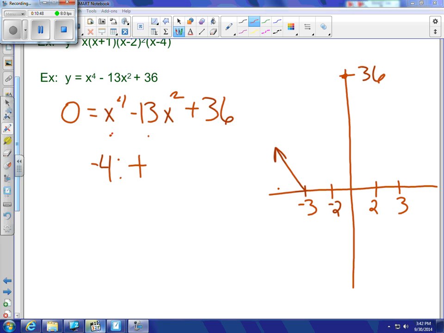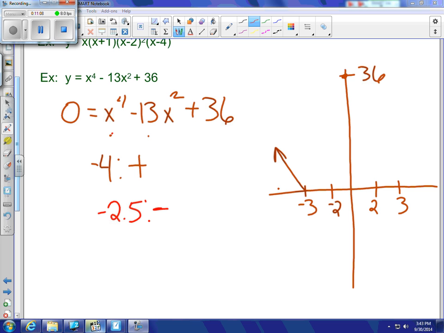Now pick a number between -3 and -2. So I'm going to choose, I don't know, -2.5, I guess. So what do you get? So try that. You guys should have gotten a negative.